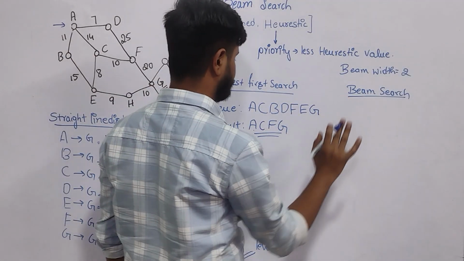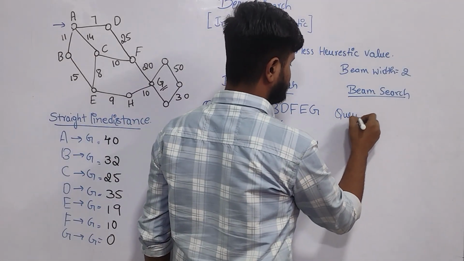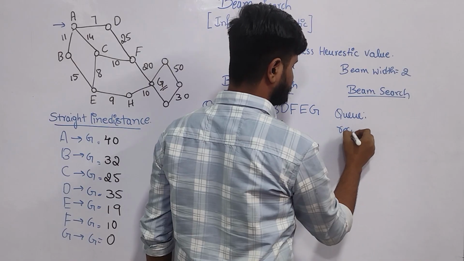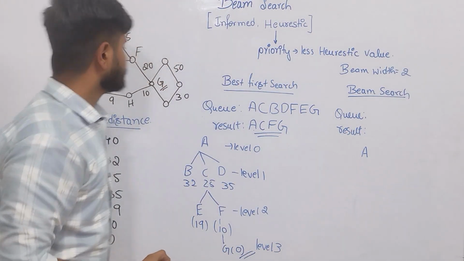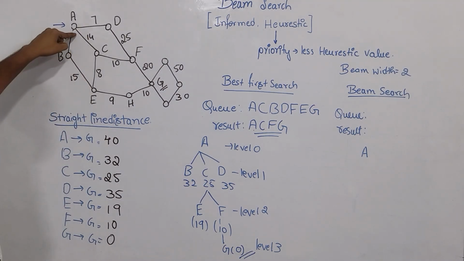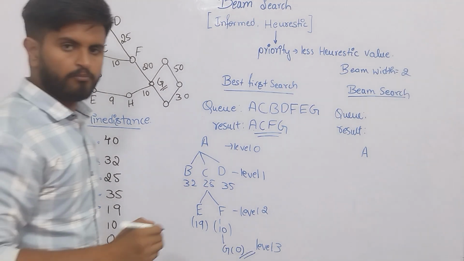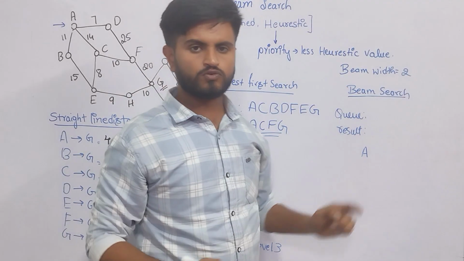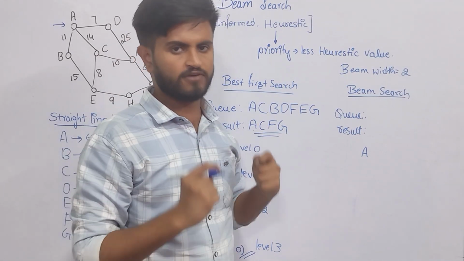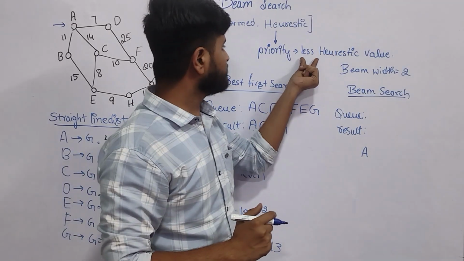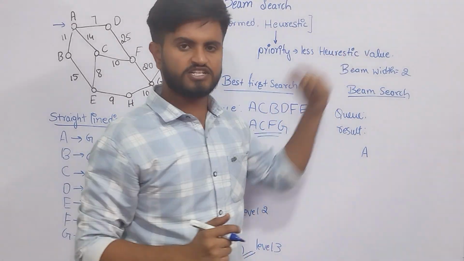If you see here, same Q and same result will be there also. You will be writing the Q here also and you will be writing the result also. So the initial state is A. From A you can move to B or C or D. But since my beam width is 2, you will be choosing the best 2 conditions or paths to move to the final state.